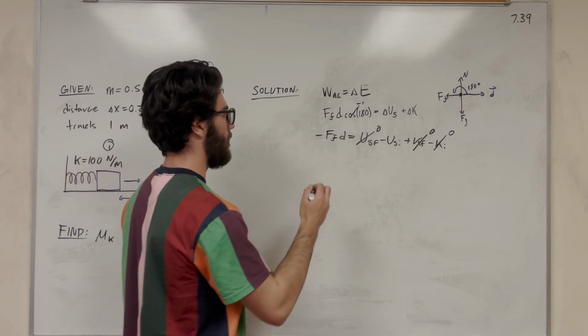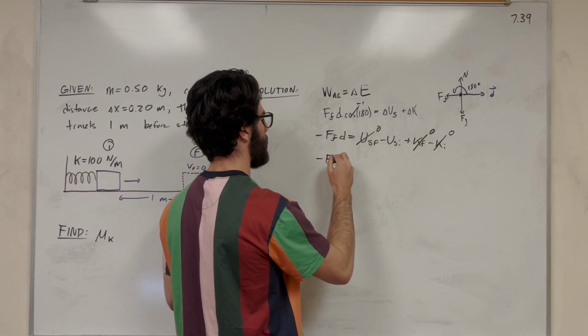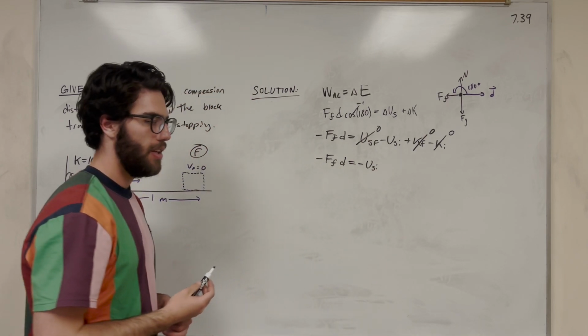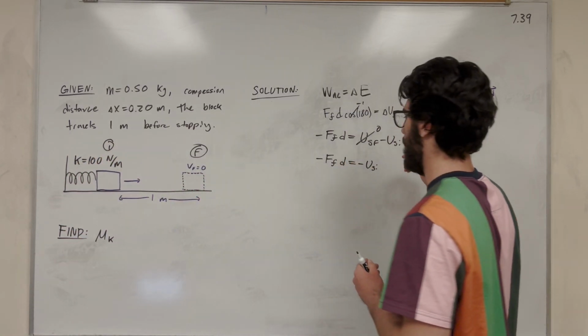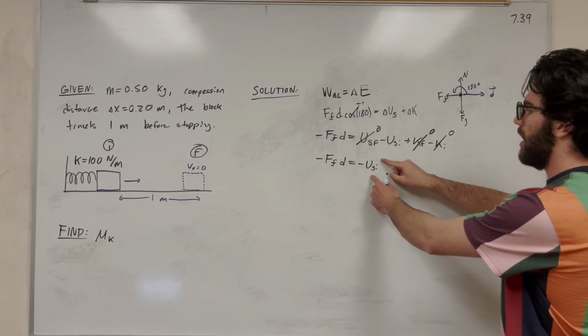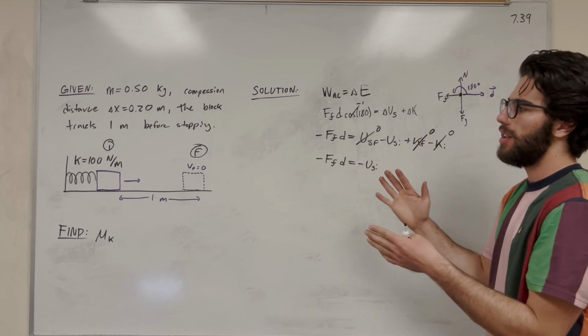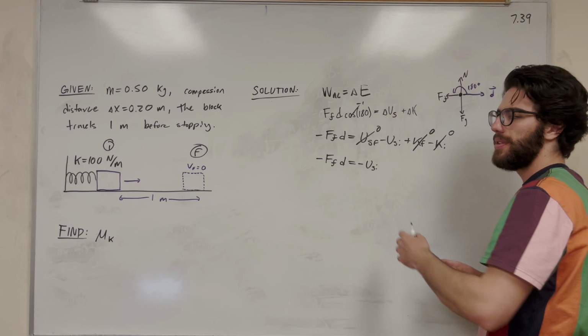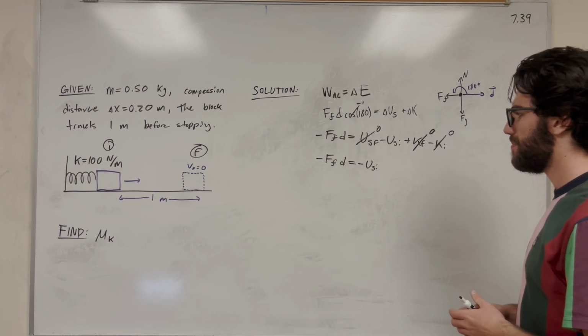So what our system now says is that negative force due to friction times distance is equal to negative potential of the spring. And so what is this saying? Well, this is saying that all of the energy of our system, all of this spring energy that's held at the initial, is going to be taken out of the system by friction, by the work done by friction.